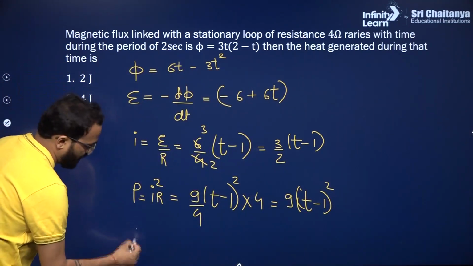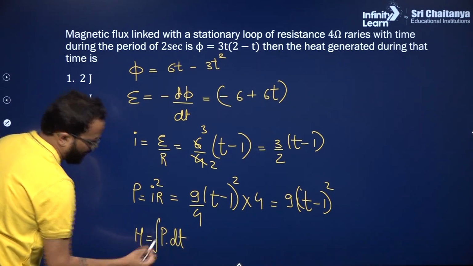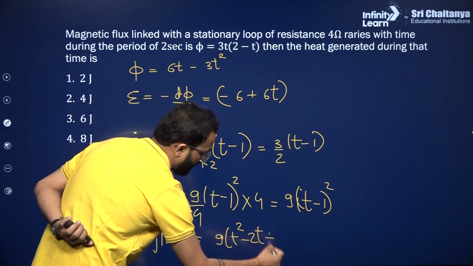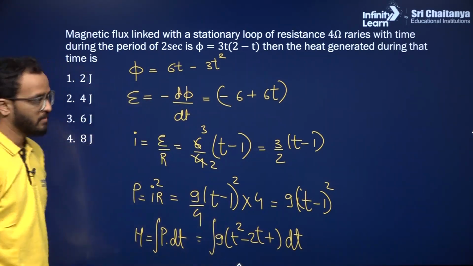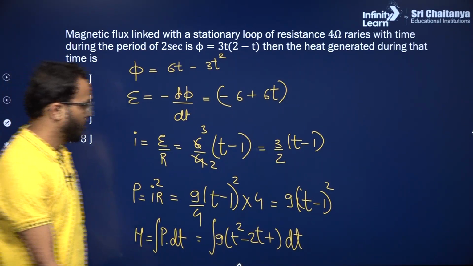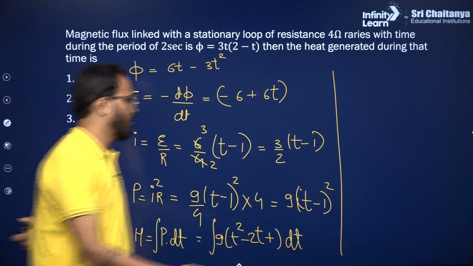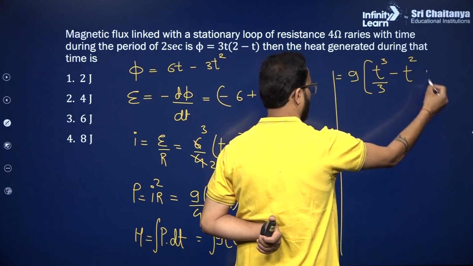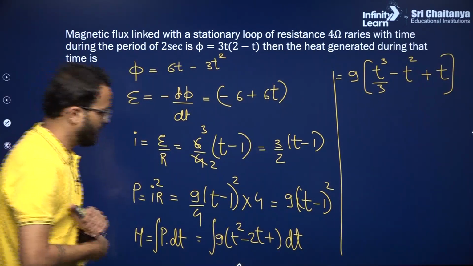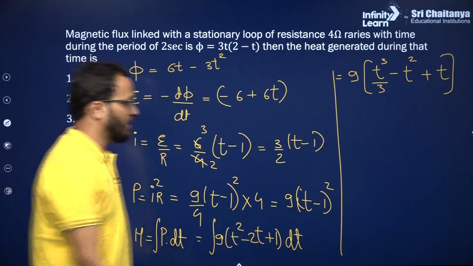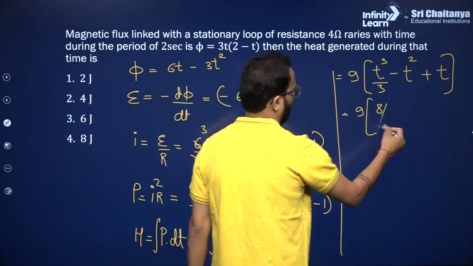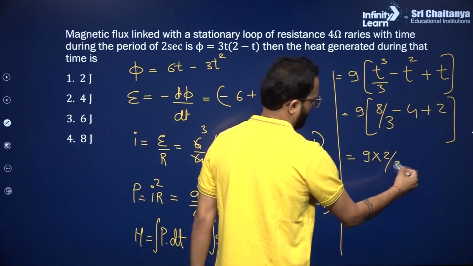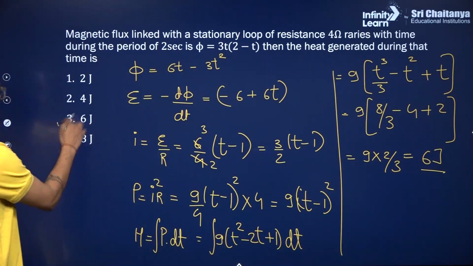Got it? Now what is the heat? Heat will be P dt integration, right? So it will be 9 into t square minus 2t plus 1 dt integration, right? From what time? From 0 to 2 seconds. I guess we can put the values and get our answer now. Take 9 outside. So it will be how much? T cube by 3 minus t square plus t, right? Clear? So 2 2s are 4 2s are 8. 8 by 3 minus 4 plus 2. 8 by 3 minus 2 is 9 into 2 by 3. Answer will be 6 joules. So which option is correct? Third option is correct. Got it?